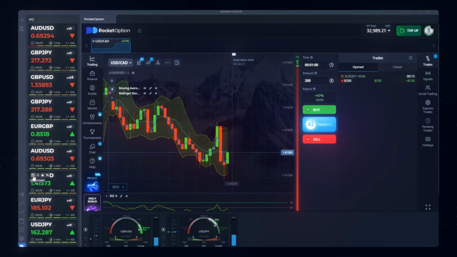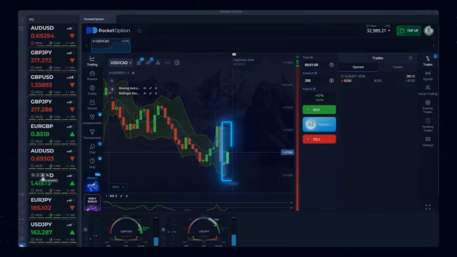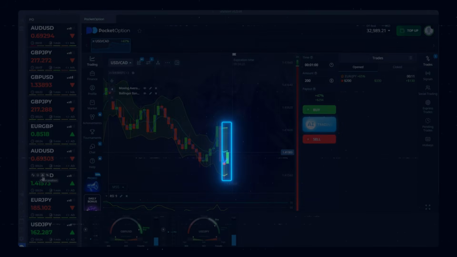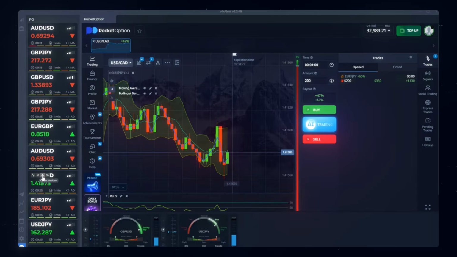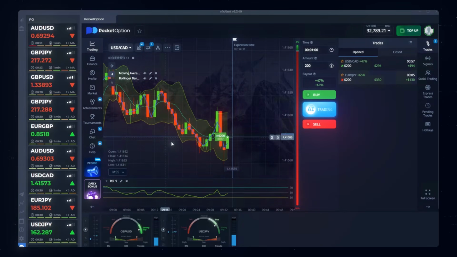The second trade is a buy on USD-CAD. After a decline, the price approached the lower Bollinger Band zone, an upward reversal began to form, and Relative Strength Index turned up from the lower area. These are conditions for an upward entry. A buy trade of $200 is opened with a payout of plus 47%.